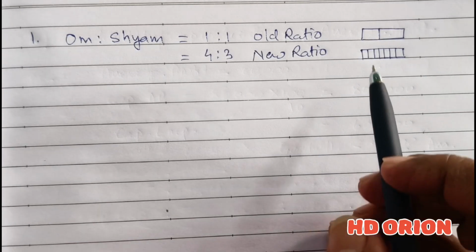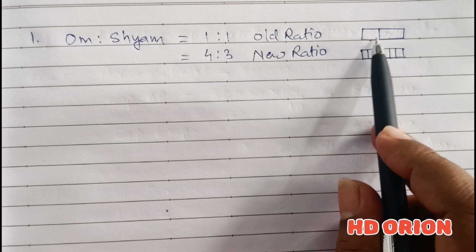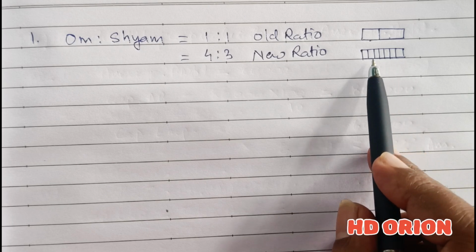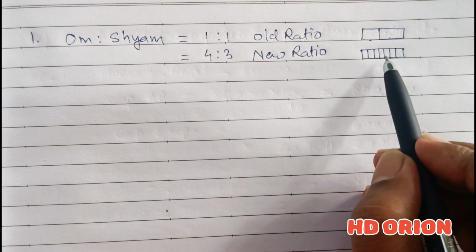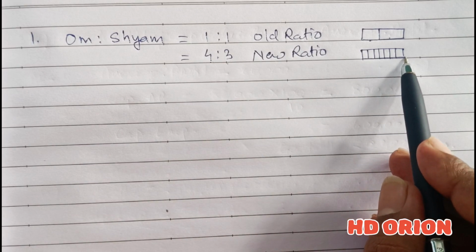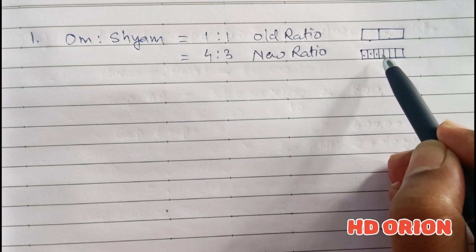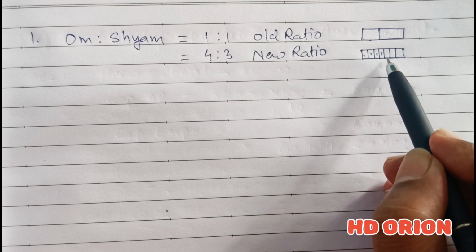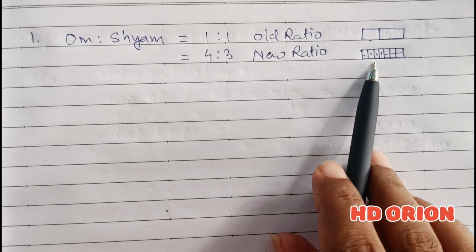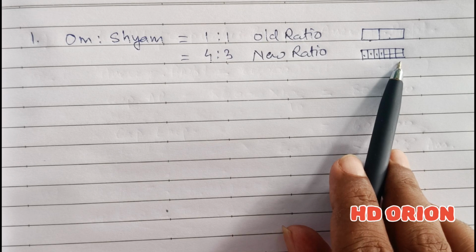We can understand it by some diagram here. You see, earlier the same profit was divided equally between the partners, and now it is divided in 7 portions. Out of this 7, why 7 portions? Because 4 plus 3 is 7. We have divided it in 7 portions and 4 portions will be given to Om. So 1, 2, 3, 4. This much portion is given to Om and this portion is given to Shyam. So here we can see that one partner has gained and the other partner has sacrificed.